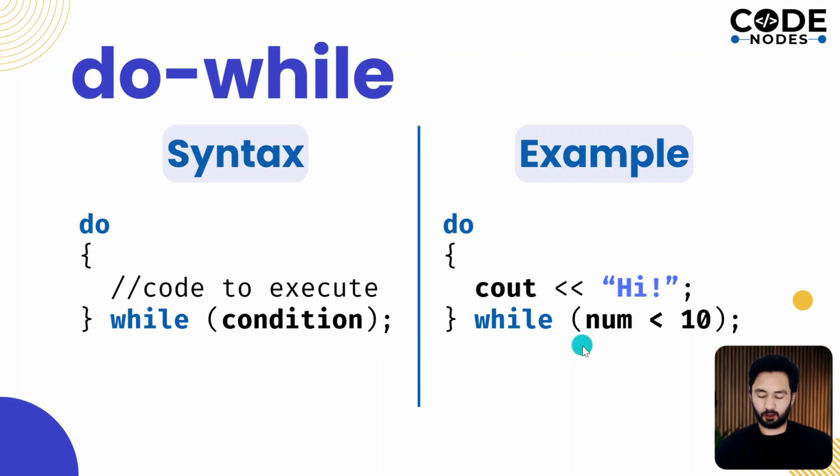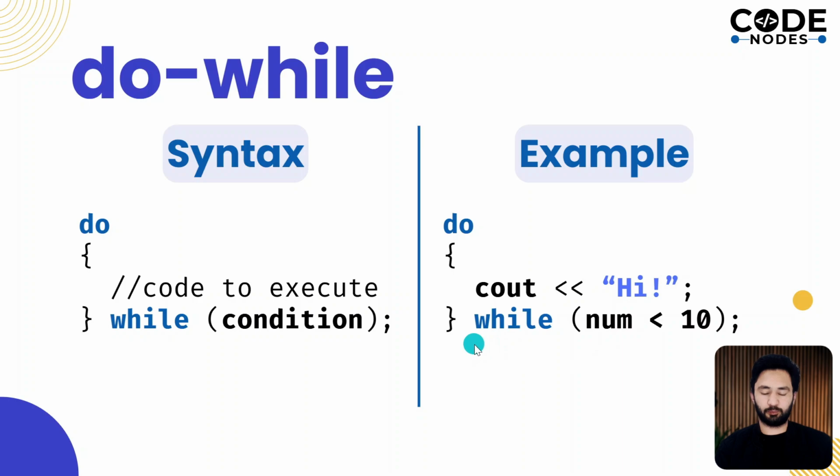Here is an example of the do while loop as per the syntax. It starts with the do keyword, and inside the curly braces a line of code has been written: cout hi. After that the condition is written: while num is less than 10. So this block of code will be executed first, and then the condition will be checked.